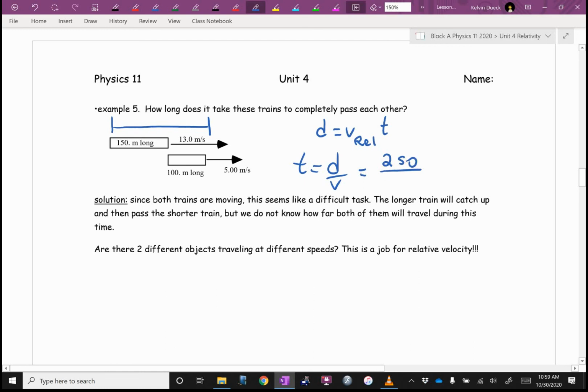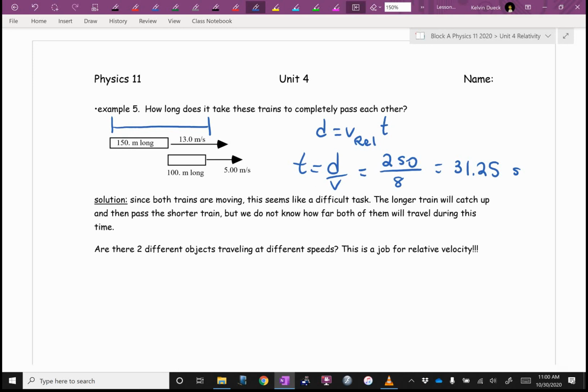What's the relative speed here? Please don't say 13. Please don't say 5. 8. Which is what? 31.5. That's a much nicer method than setting up a system of equations and solving for an x and a y. It's doable that way, but yeah.